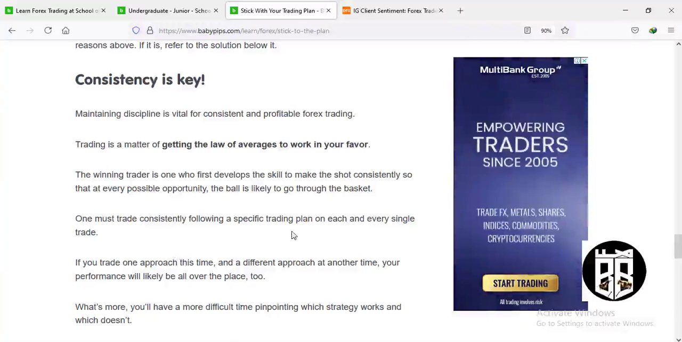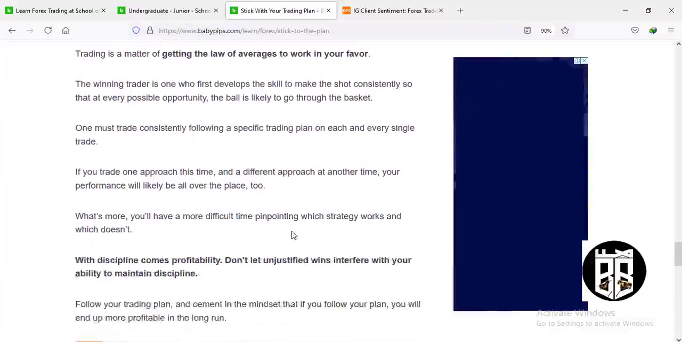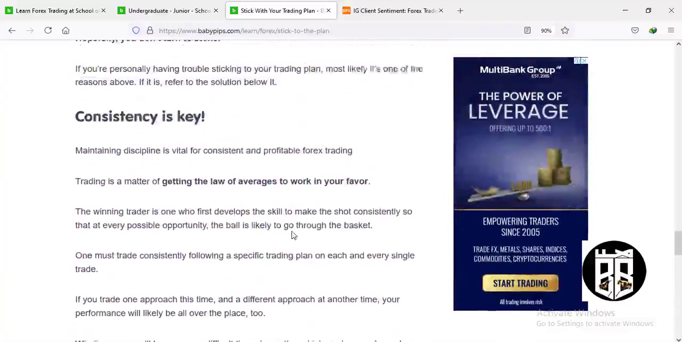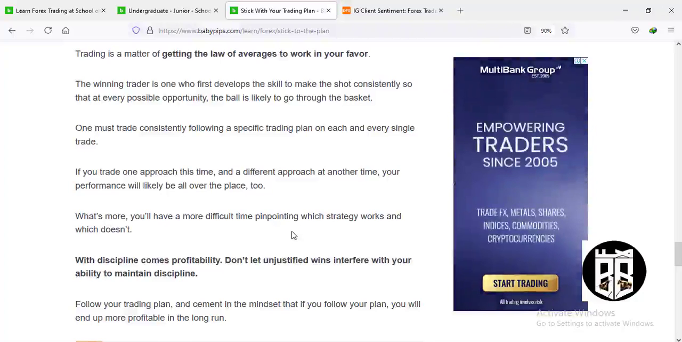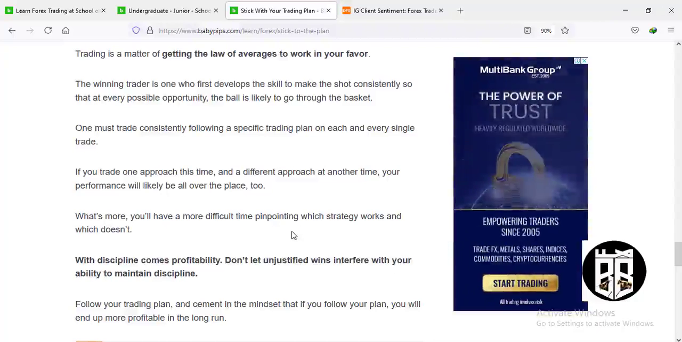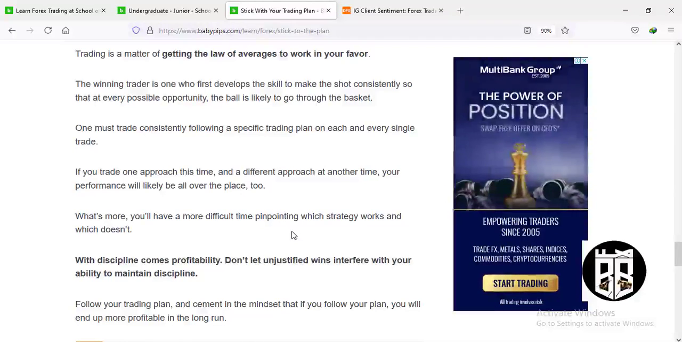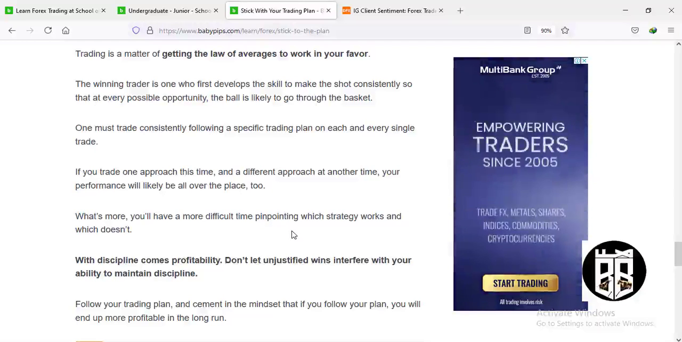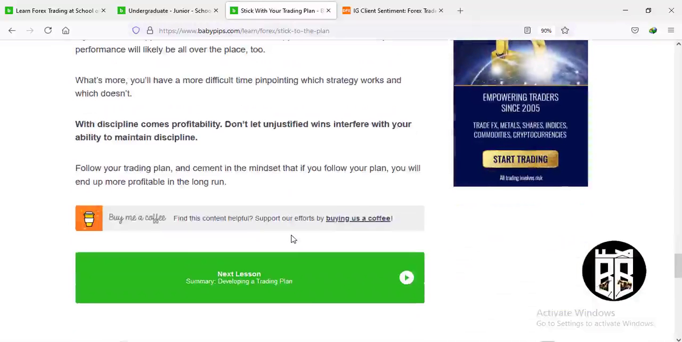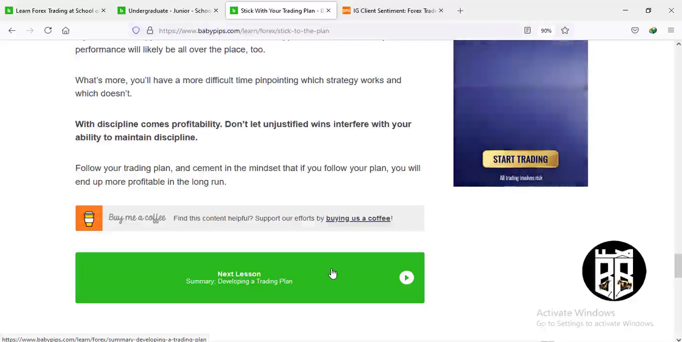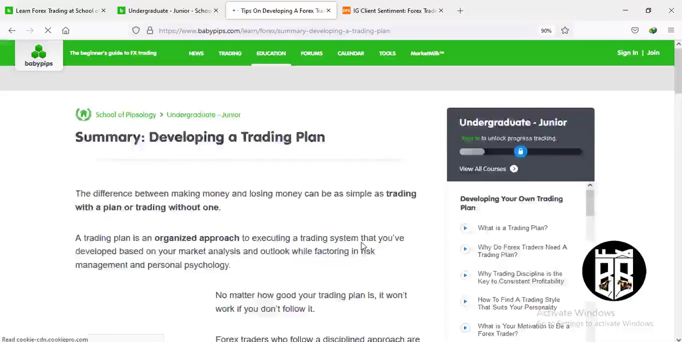Many people are using that style today. Okay, so practice, then repeat. Once you do that, you get a hang of the strategy you are using and become successful in it in the long run. So with discipline comes profitability. Don't let unjustified wins interfere with your ability to maintain discipline. So with that, we are going to move to the next lesson that says summary, developing a trading plan.